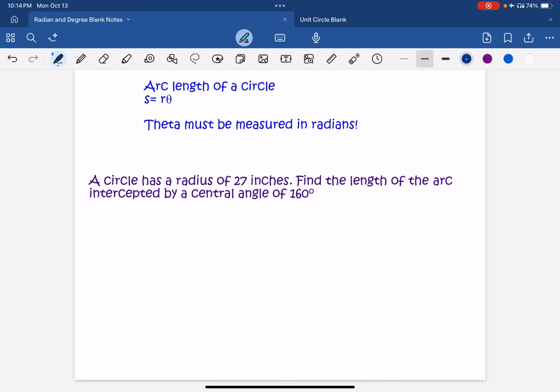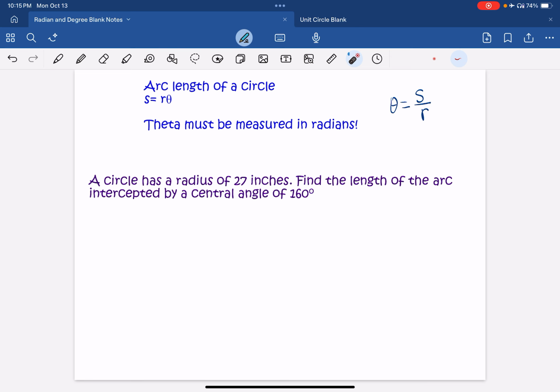Okay, so the arc length of a circle is going to be the radius times the angle. And remember, the angle has to be in radians. And earlier we said that the angle was the arc length divided by the radius. So if I just rearrange this equation, that's where this comes from. So your arc length is going to be the radius times the angle. So let's look at our first example.